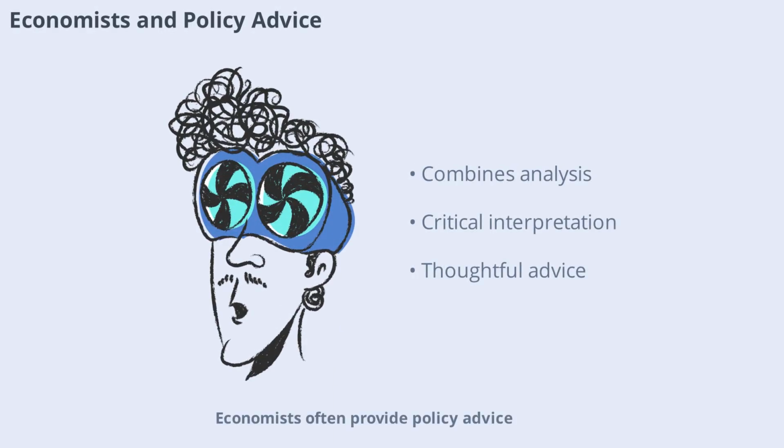Economists often provide policy advice that combines positive and normative elements. They use data and models to predict outcomes, but they also make recommendations based on values and priorities. Understanding the difference helps us interpret their advice more critically and thoughtfully.